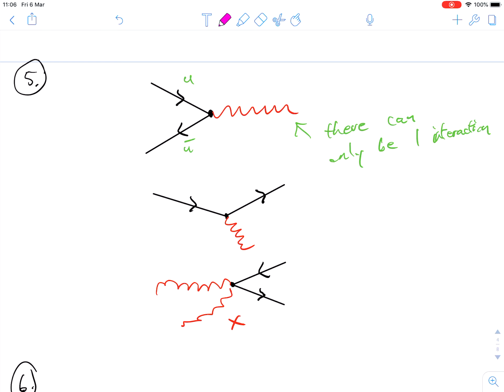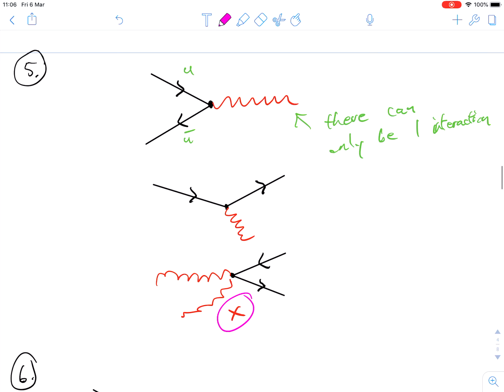Okay, next up, our fifth thing here is that you can only have one wiggly line per interaction. So if you ever see two wiggly lines, that is incorrect. Down here, that is not the right way to draw a Feynman diagram.